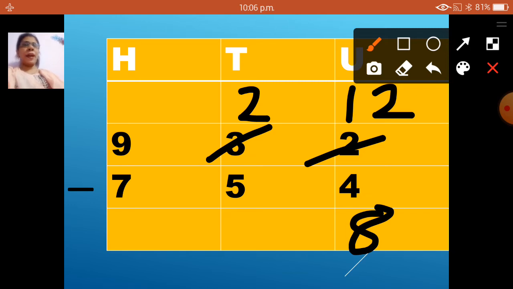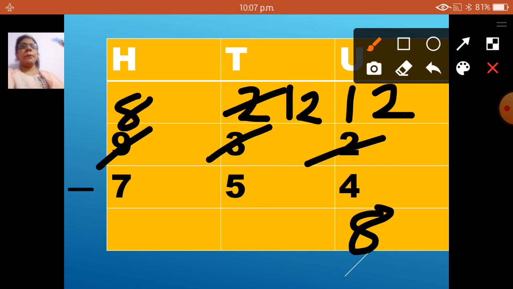Now 2 minus 5. No, we cannot subtract because 2 is a smaller number, 5 is a bigger number. We'll again cut it and make it as 12. And 1 we will borrow from 9. So 9 will become 8. So 12 minus 5, 6, 7, 8, 9, 10, 11, 12. So 12 minus 5 is 7. And 8 minus 7 is 1. So when we subtract 932 minus 754, I get my answer 178.